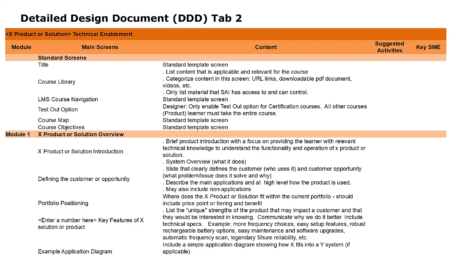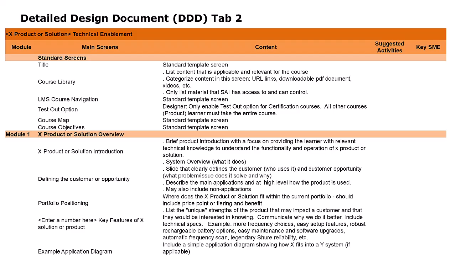A course map. We talked before, this might be a course in a curriculum of courses. So you definitely would want to identify where this course fits into that curriculum. And then you want to just repeat the course objectives here. And then you get into module one. Module one is like that product system overview.